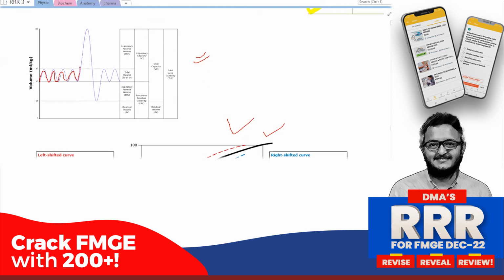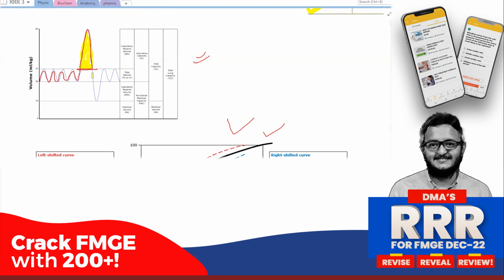Okay, now see, this is the inspiratory reserve volume, the one I am drawing in red. Let me just mark it like this. It means that if you want to take a deep breath, there is some reserve volume. So even this much amount of deep breath we can take.